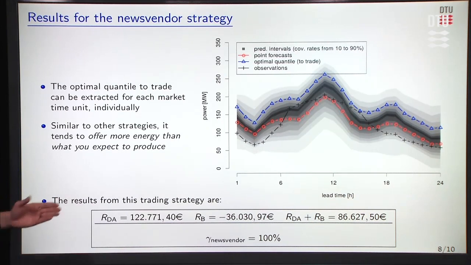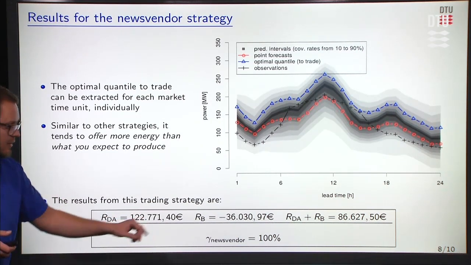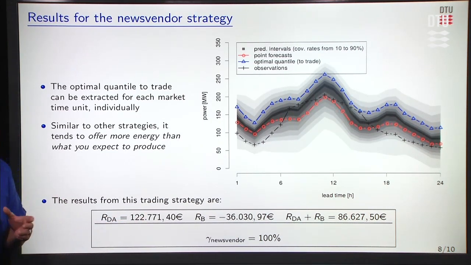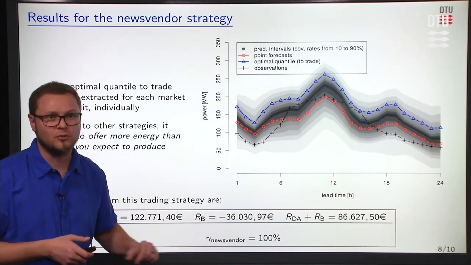If we were to look at the results from the trading strategy, we have a day-ahead revenue of 122,771 euros and 40 cents, which is quite high. And then we have revenues from the balancing market, which are actually negative.